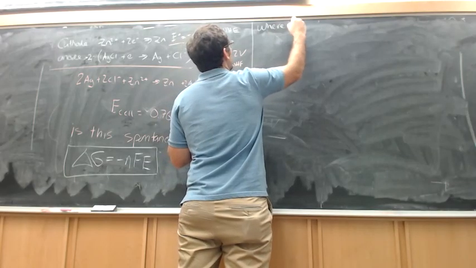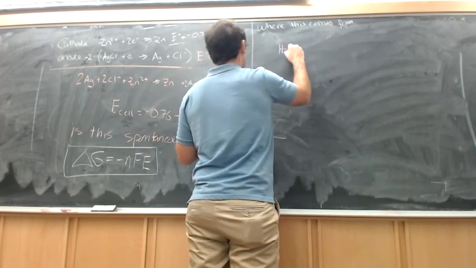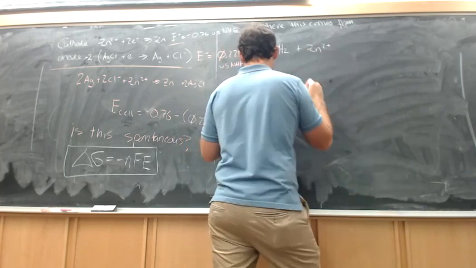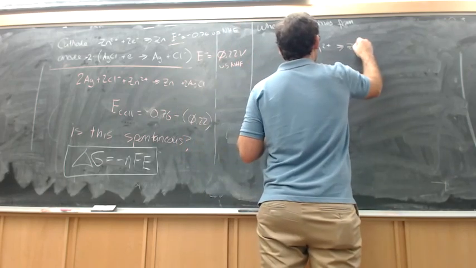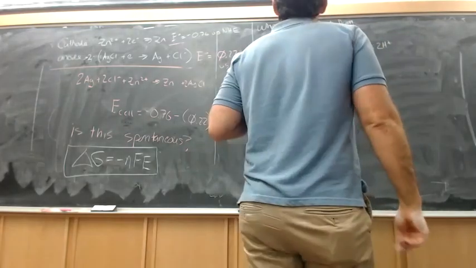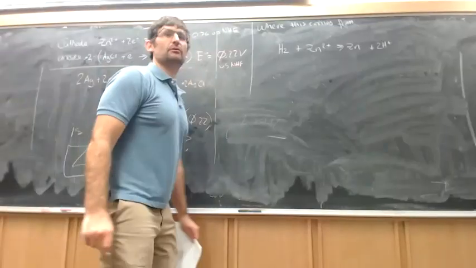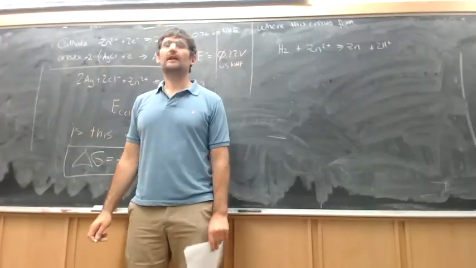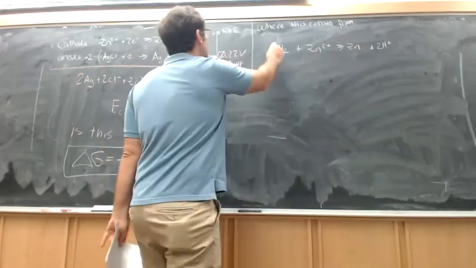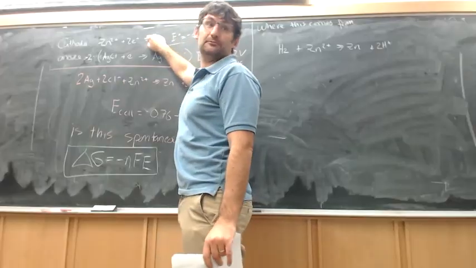Let's be more explicit, where this comes from: H2 plus zinc 2 plus goes to zinc plus 2H plus. What reaction is this? Is this related in any way to what we wrote on the other side of the board? Is this a half reaction? Is this a full reaction? Okay, so this is actually the full chemical reaction that this half reaction is actually referring to, right?